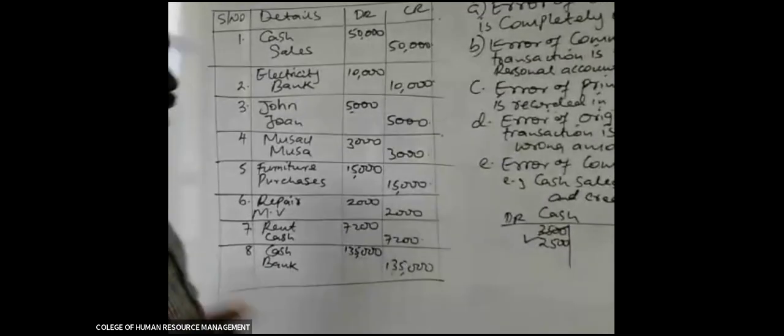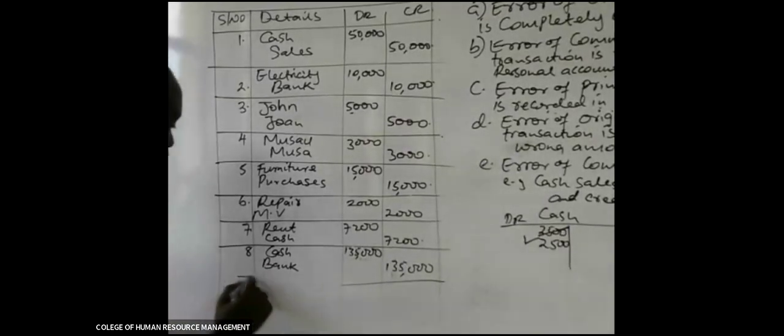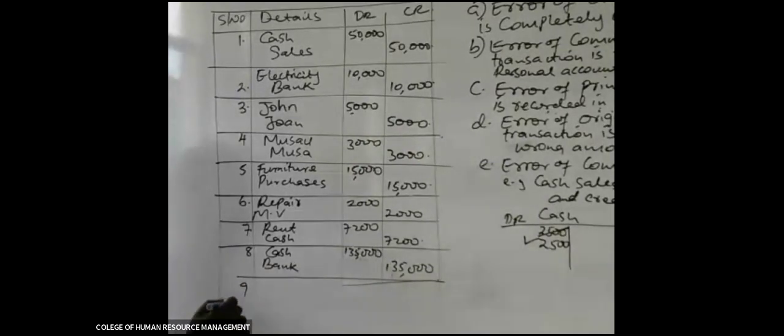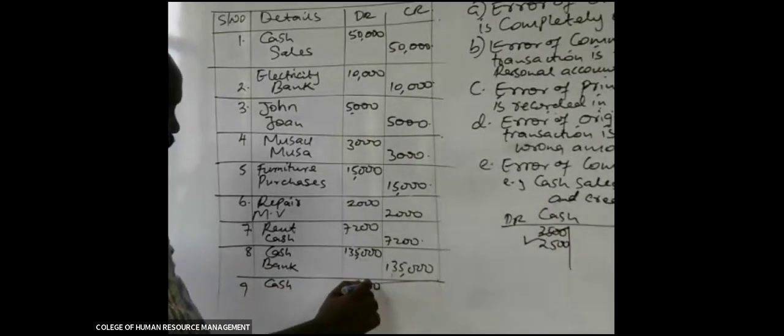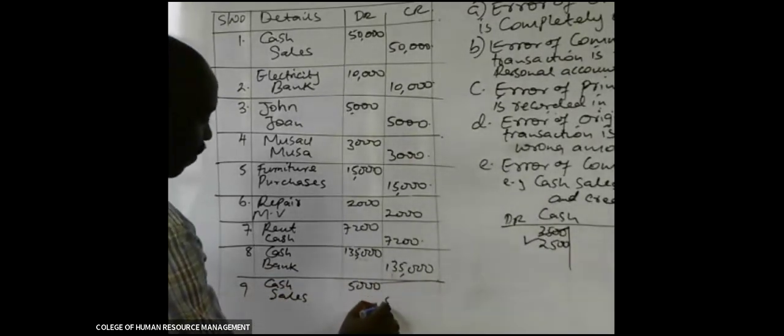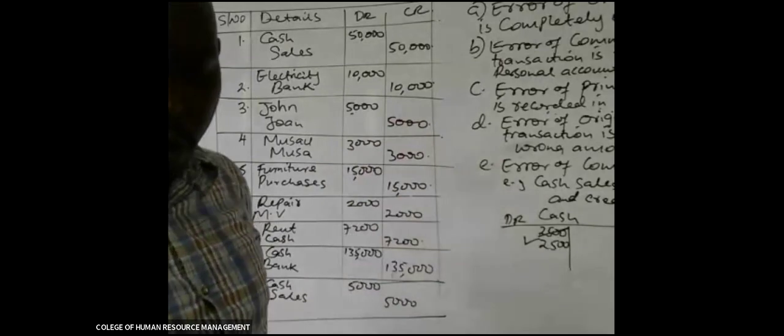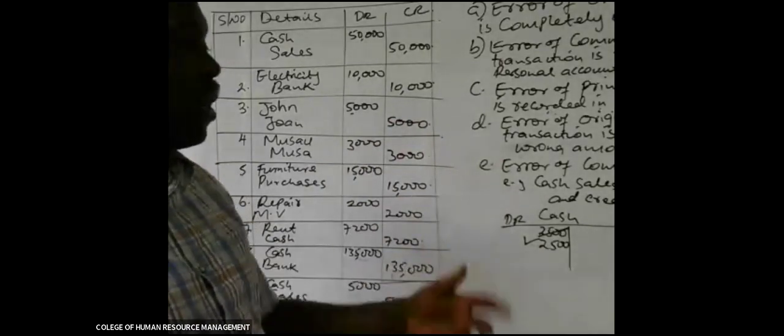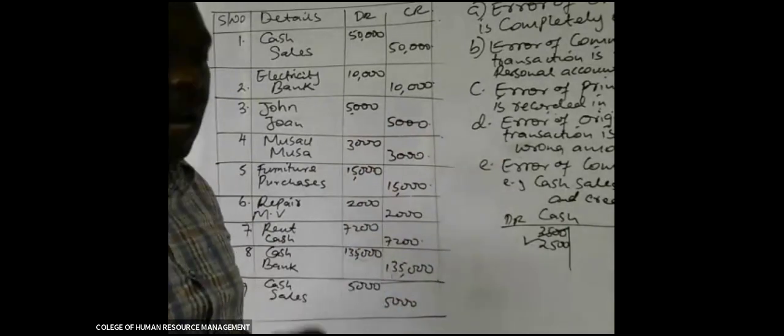So when we are correcting this, you shall write here, this is error number 9, whereby cash has been debited by 5,000, sales has been credited by 5,000. That is how the correction would be. Error of reversal, whether it is complete or partial reversal, the correction must involve doubling of the amount, because you need to reverse and then record. So reversing and recording, you'll find that the amount has been used twice, and that is why we double the amount.